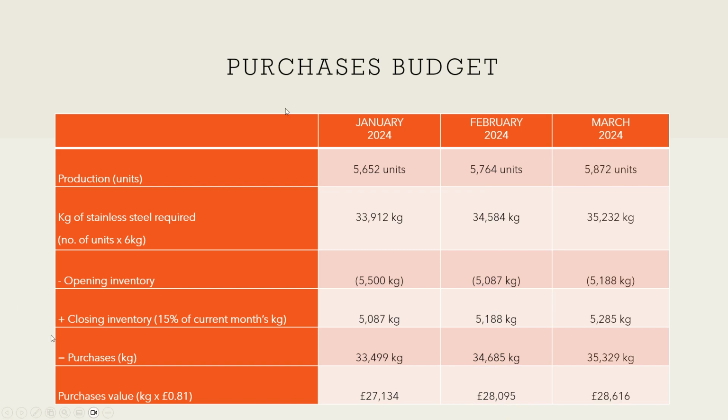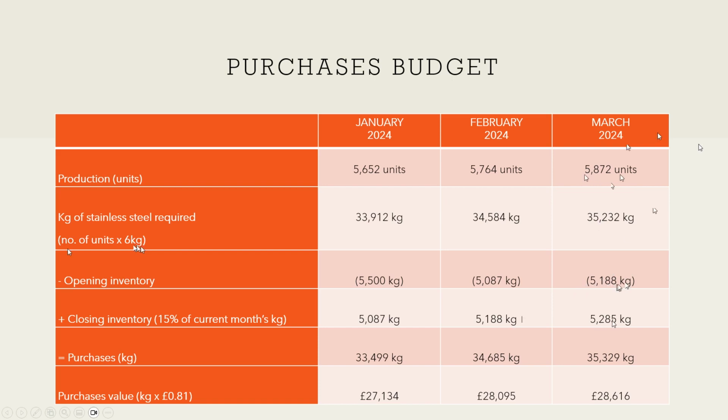March, exactly the same as we did for the other months. We've got 5,872 units, that's come from the production budget. That's going to need 35,232 kilos, because remember it's 6 kilos per unit. We had 5,188 kilos at the start, that was our closing inventory from February. So we don't need to buy that again. That's why we're taking it off.